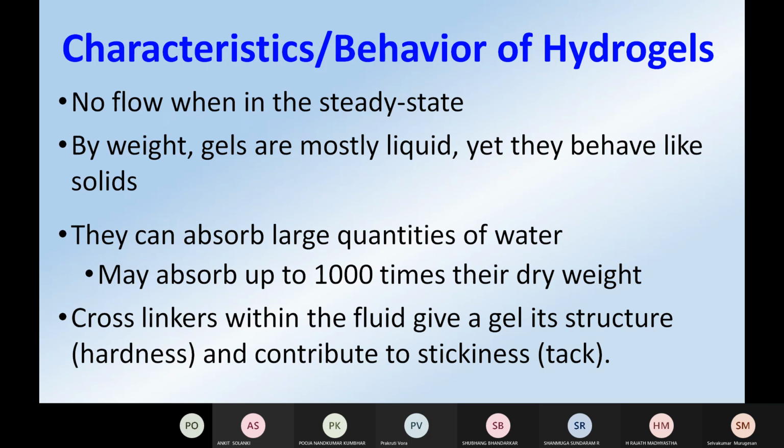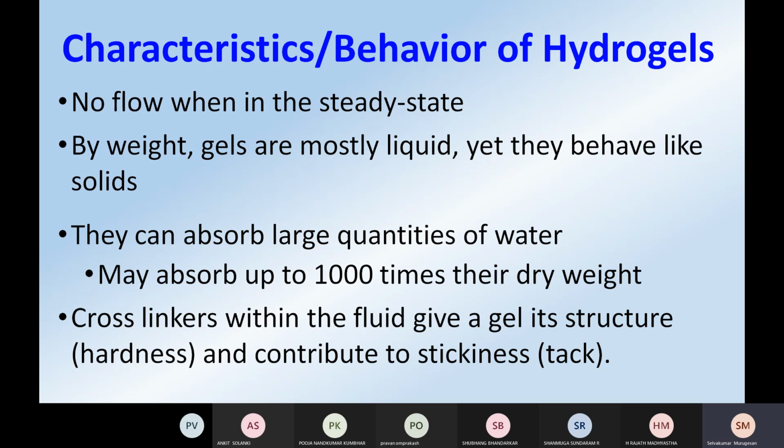As I told you, once the hydrogel is formed, that means once the three-dimensional network is formed, it cannot be reformed. No, it cannot be dissolved at all. Okay, that means if you put it in any solvent or any kind of organic media, it will not dissolve at all. Also, there's no flow even in steady-state conditions. Okay, and by weight, gels are mostly liquid, yet they behave like solids. And they can absorb large quantities of water, even up to 1,000 times their dry weight.